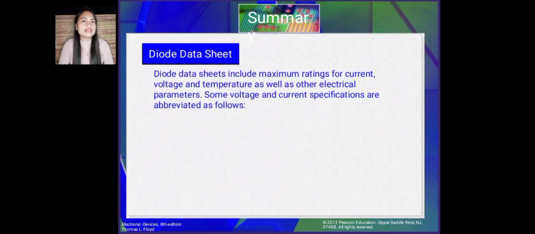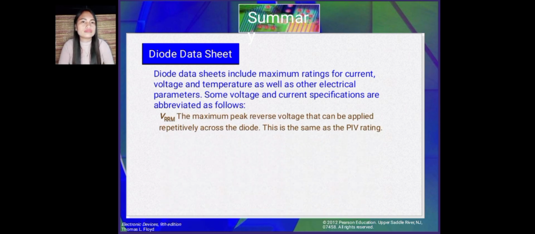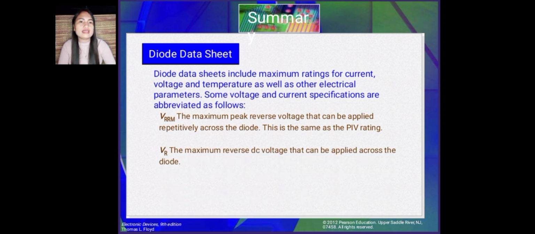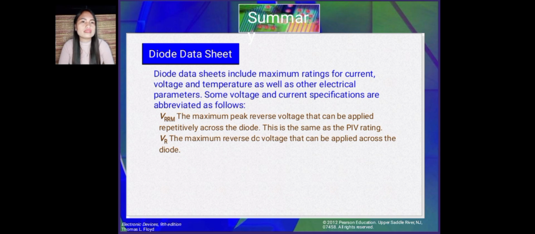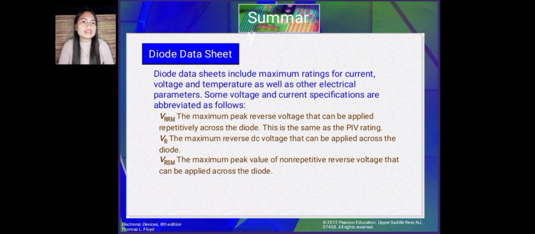Diode datasheet. Diode datasheets include the maximum ratings for current, voltage, and temperature, as well as other electrical parameters. Some voltage and current specifications are abbreviated as follows. The first is VRRM, the maximum peak reverse voltage that can be applied repetitively across the diode. This is the same as the PIV rating. Next is VR, the maximum reverse DC voltage that can be applied across the diode. And VRSM, the maximum peak value of non-repetitive reverse voltage that can be applied across the diode.